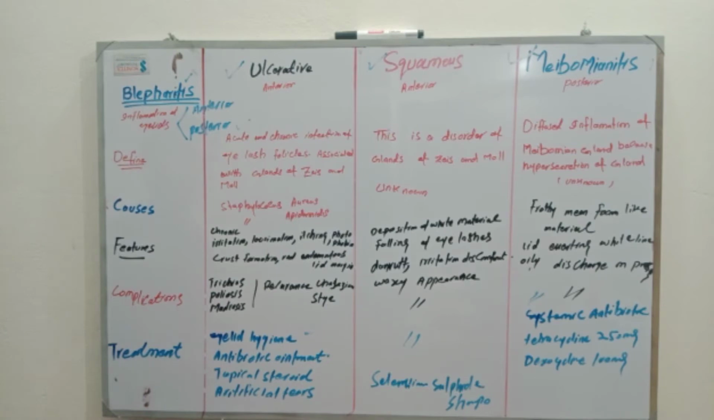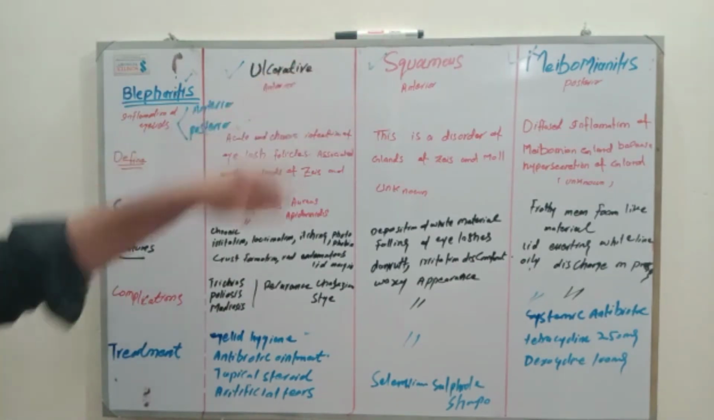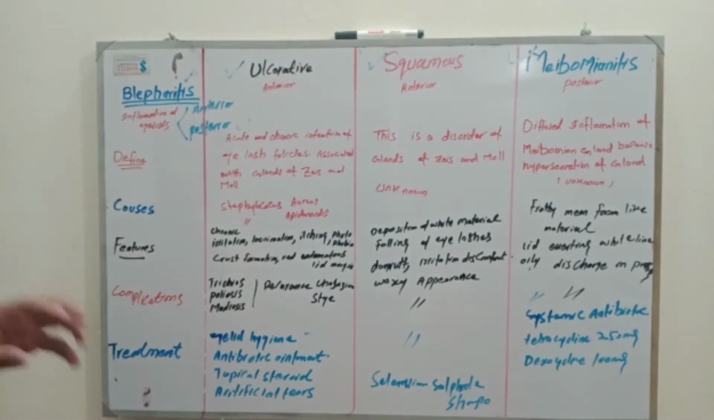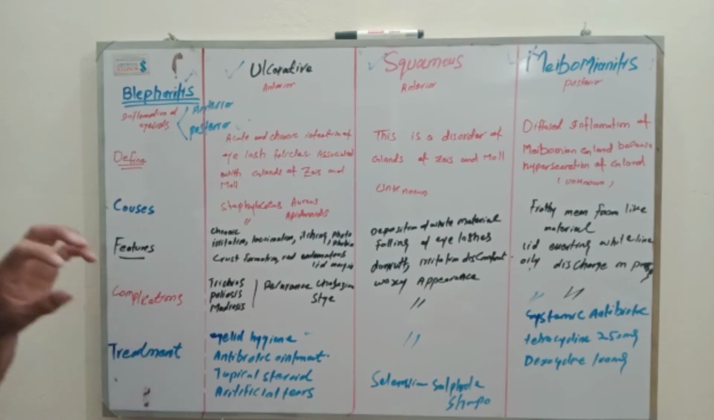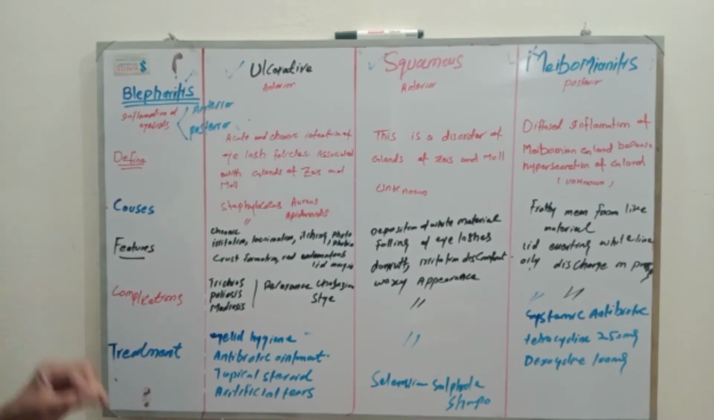Now we are going to explain squamous blepharitis. It is also anterior blepharitis. What is the definition of squamous blepharitis? This is a disorder of glands of Zeis. There is a problem in the glands of Zeis and glands of Moll. Then squamous blepharitis develops. The exact cause of squamous blepharitis is unknown.